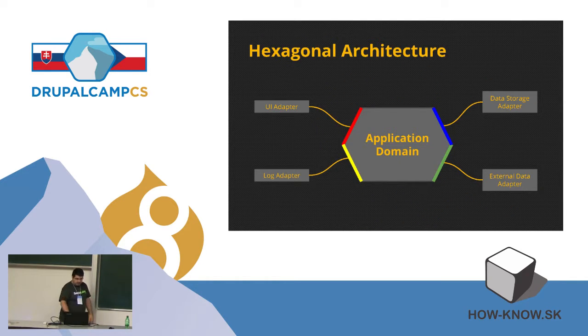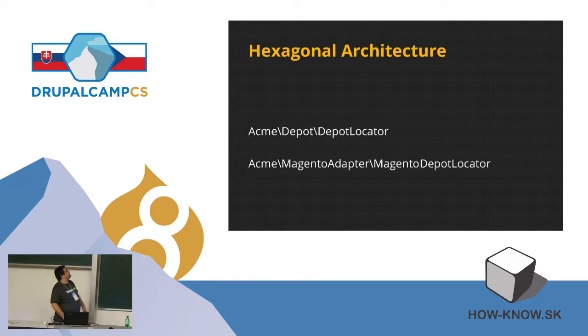Another view, hexagonal architecture, works the same way. Your code is in the center. Everything outside should basically be kept away. That's handled by ports and adapters. A port is an interface. An adapter is what implements it. So in our example, we had an interface, Acme depot locator, and a Magento adapter, Magento depot locator. So this is a port, this is an adapter.